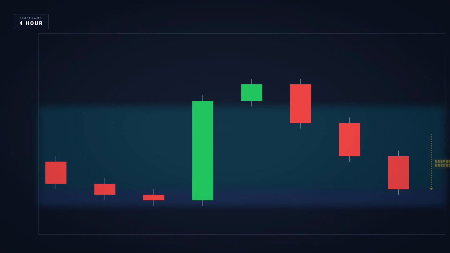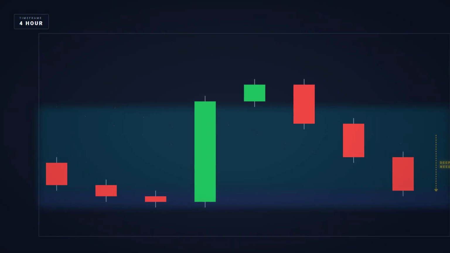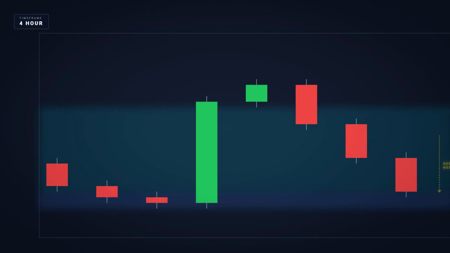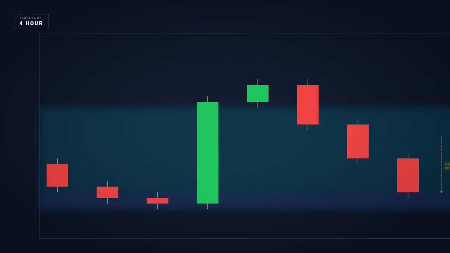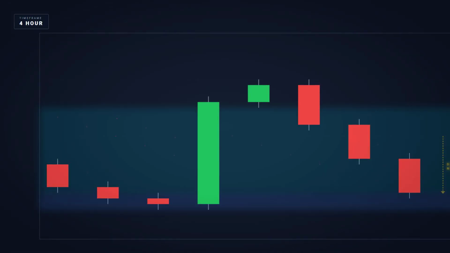Look at the structure of the current displacement that created the new high. There was a sequence of consolidating candles before the breakout. A 2-session range where price moved sideways before the impulsive candle drove higher. The last bearish candle of that consolidation, the one immediately preceding the breakout candle, is the order block. And the displacement itself created a fair value gap that extends from the bottom of the breakout candle to the top of the last consolidation candle.